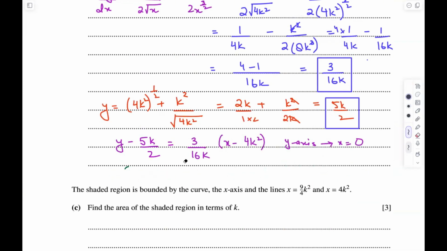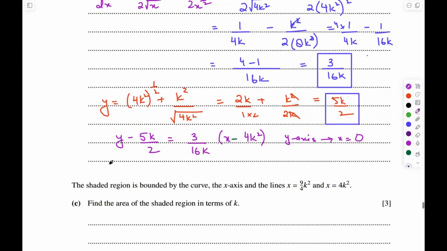So the y value is 5k upon 2, the gradient is 3 upon 16k, and the x value is 4k squared. Okay, so we did not use a negative sign up here. This was supposed to be a negative. So y equals 3 upon 16k multiplied by minus 4k squared. That will become minus 12k squared upon 16k, plus 5k upon 2. Now k and k will cancel. So we can simplify this to write it as minus 3k upon 4 plus 5k upon 2. Taking the LCM, this will become minus 3k plus 10k, which is 7k, upon 4. So the y coordinate, the correct answer, is 7k upon 4.